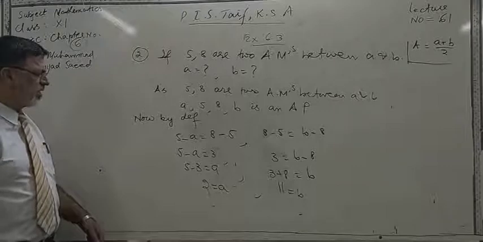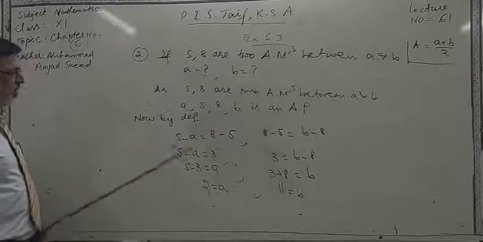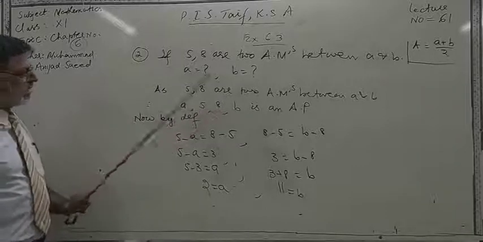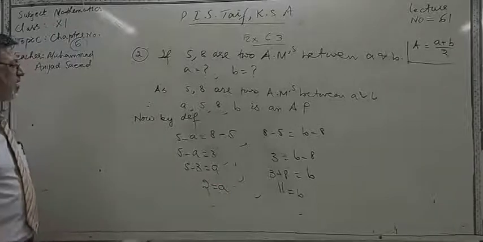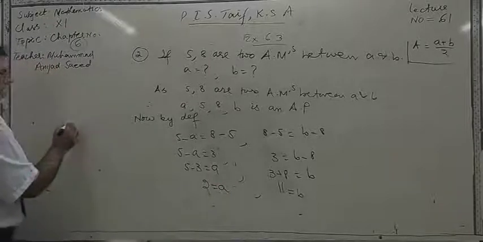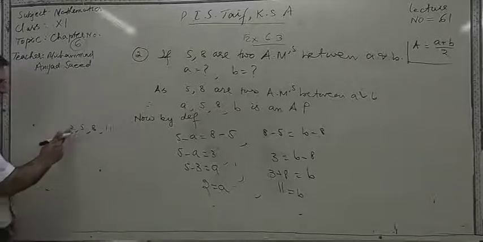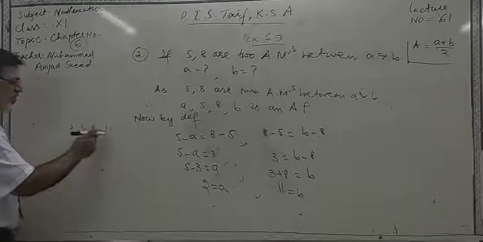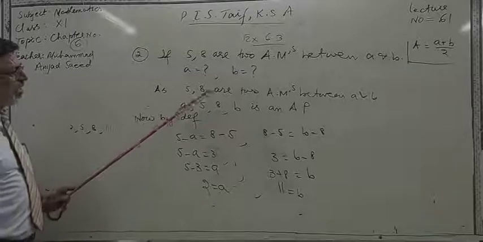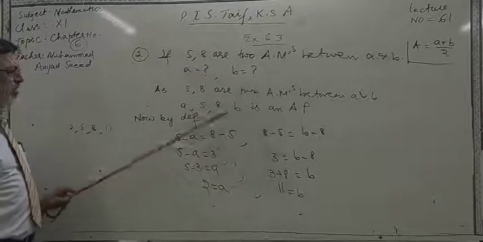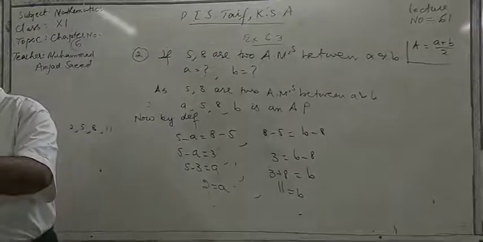So dear students, what are the values of a and b? This is 2 and this is 11. These values are correct and logical because the common difference between any two consecutive terms remains the same. 5 minus 2 is 3, 8 minus 5 is 3, 11 minus 8 is 3. So the common difference is the same for all these values, for a and b also. So these values are correct, and this was your question number 2.